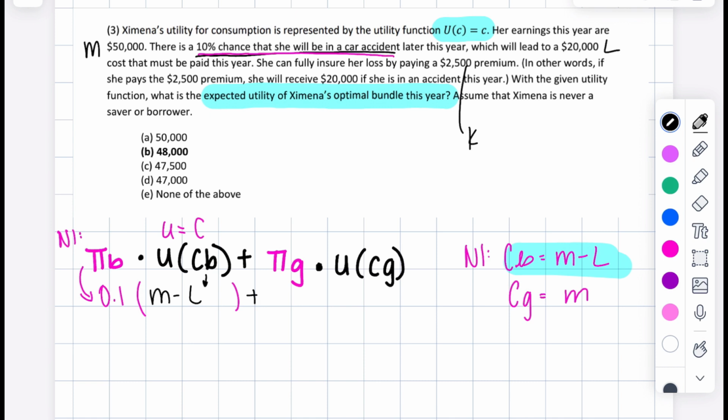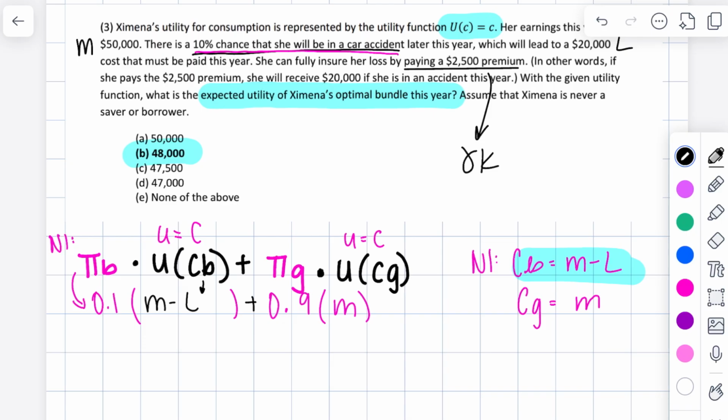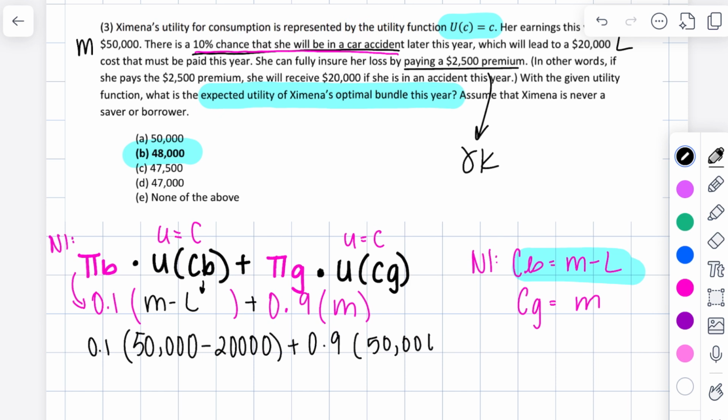Then if we have a 10% chance of being in an accident, this probability of a good state must be 90%, right? It has to add up to 100%. So 90% chance we aren't in an accident times our utility of consumption in the good. Once again, utility just equals consumption, so it's just going to equal that income for consumption in the good state under no insurance. Then doing 50,000, which we got for the income, minus a loss of 20,000, and then 10% of that, plus 90% of just keeping all of our income.